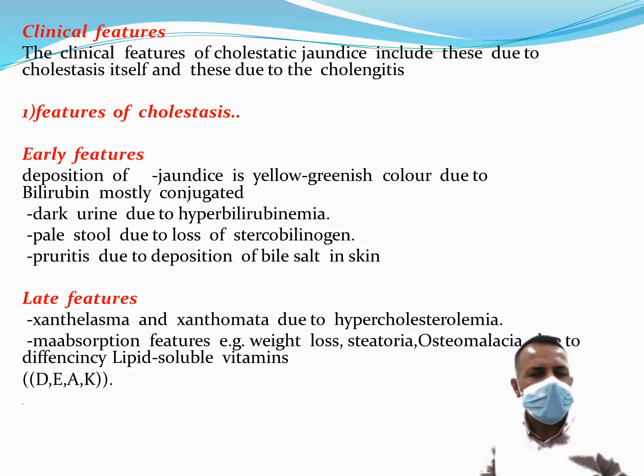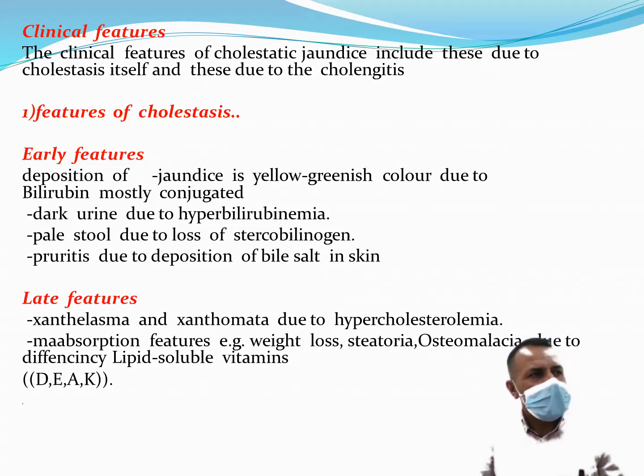Dark urine due to hyperbilirubinemia. Because conjugated bilirubin is water soluble, it mostly passes in the urine, leading to deep or cola-colored urine. Pale stool: the stool is colorless. That means pale or clay-colored stool due to absence of stercobilinogen.